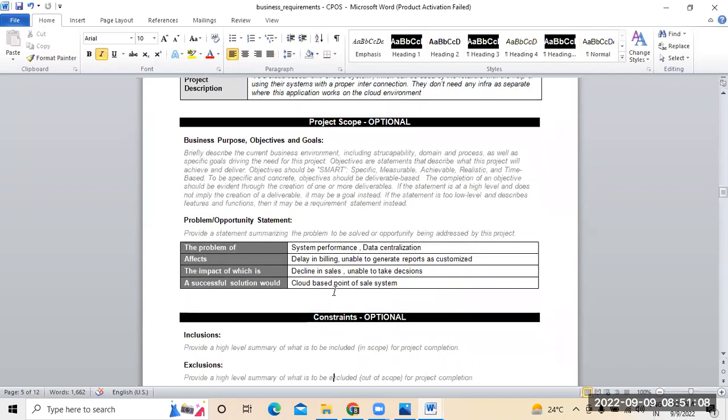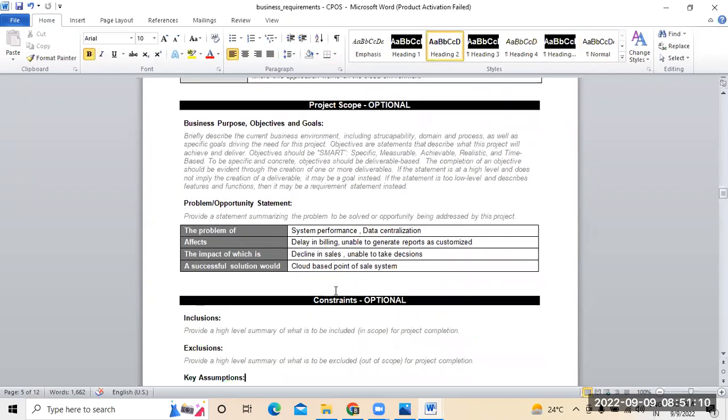Now, what is the scope? Because if you remember, scope of the project I told. So what are the inclusions? What are the exclusions that you have to write down under the constraints? What are all to be included?